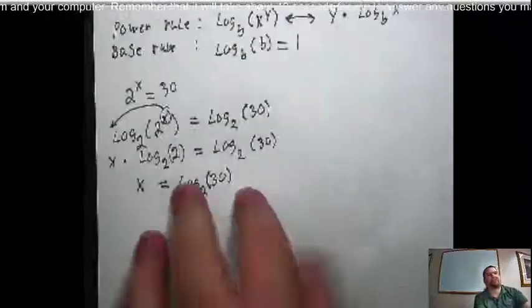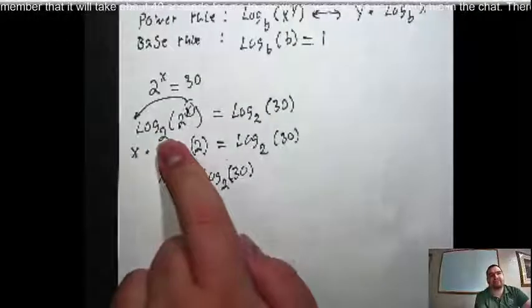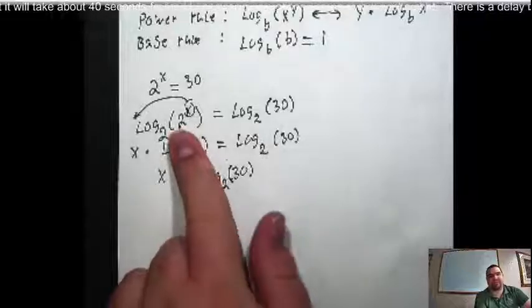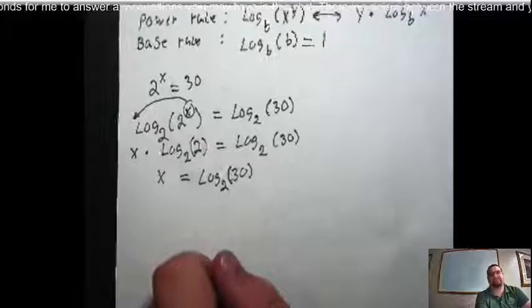That's why I chose to use base 2 here, because I knew that if I had base 2 here with this 2 next to it, if we're taking a log of 2 and we have a base 2, then it's going to cancel.